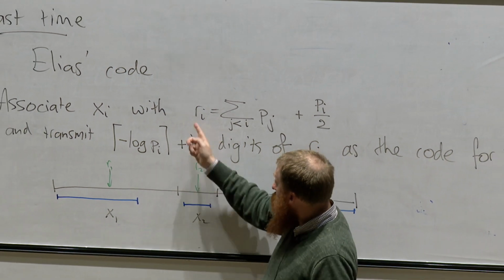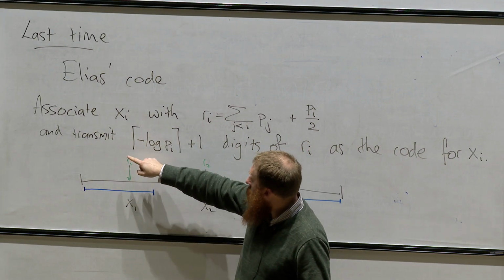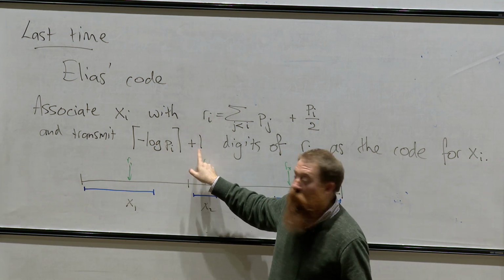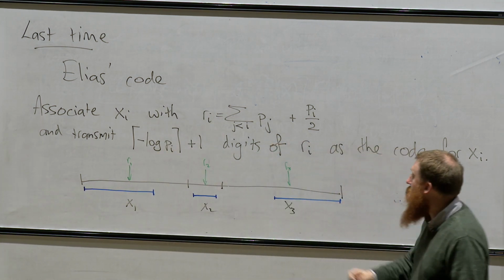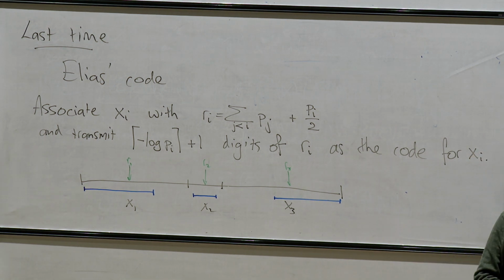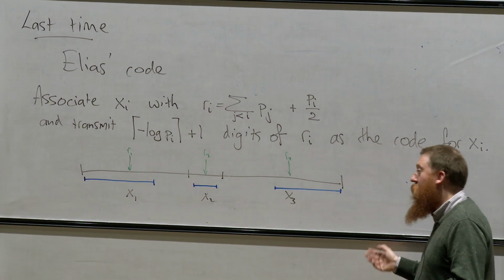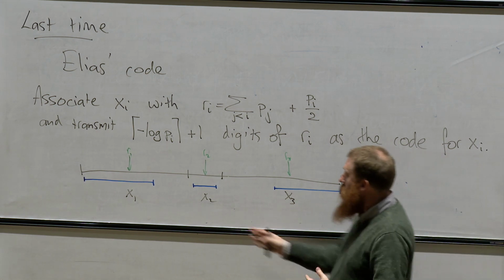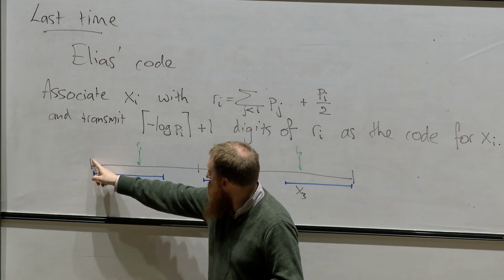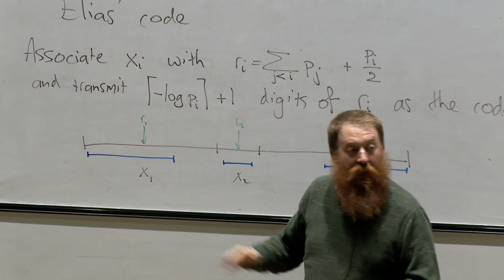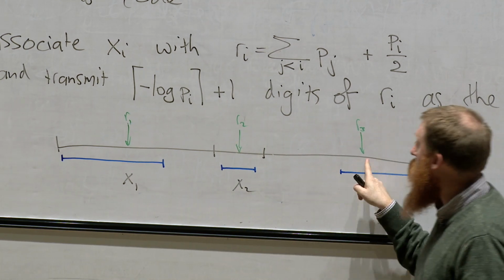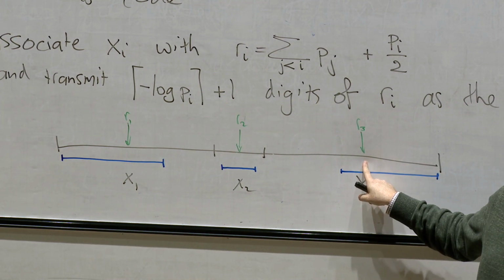We then take this real number and we calculate the ceiling of minus log pi plus 1. And we transmit that many binary digits of Ri as the code for xi. So that's Elias's code, and we can sort of visualize what's going on here. If I've got 3 different outcomes, and I've indicated the probability by the intervals associated with each drawn in black, then I'd get 3 numbers, R1, R2, and R3, which are the midpoints of those intervals.